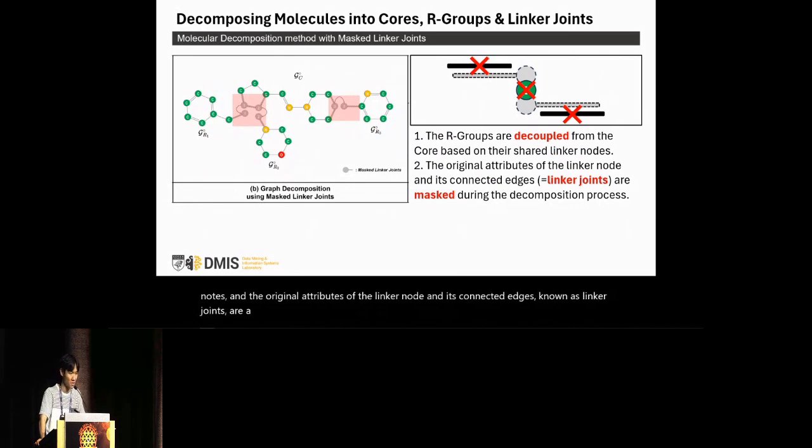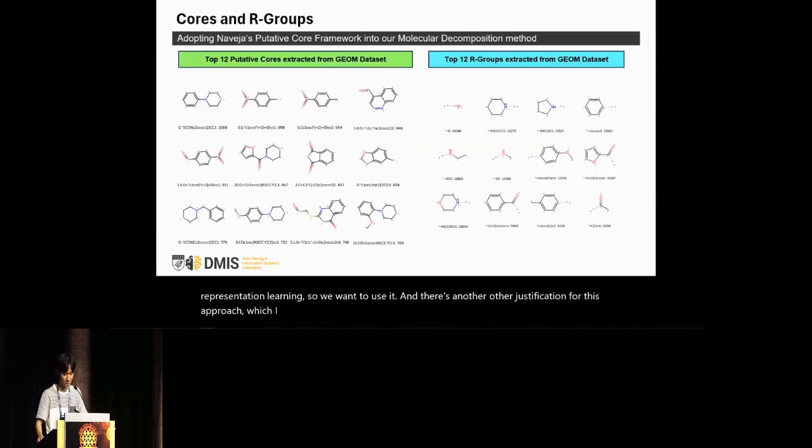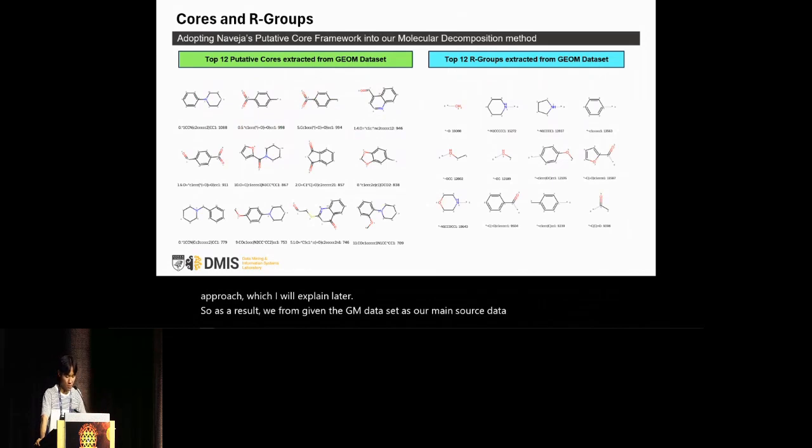So our first rationale for this particular technique is that we already acknowledged the advantages of masked graph representation learning, so we wanted to use it. And there's another justification for this approach, which I will explain later. So as a result, given the GEOM dataset as our main source dataset, we get to extract the putative cores and the R groups. And if you look at the R groups on the right side, you can notice that there are also ring-like substituents as well.